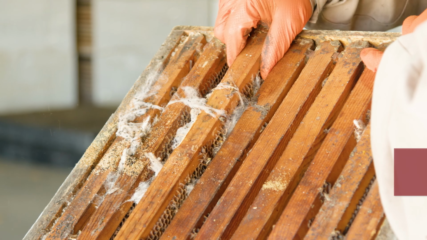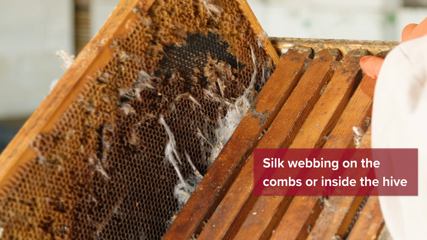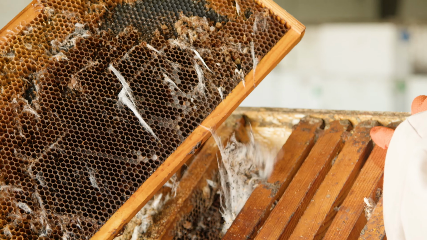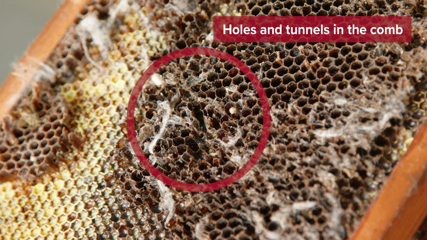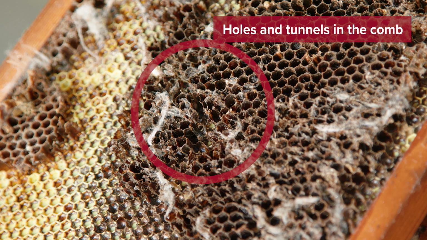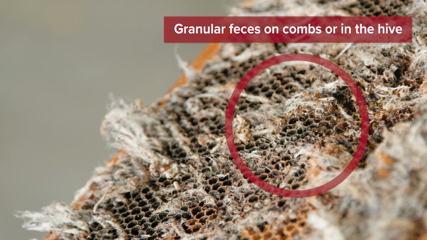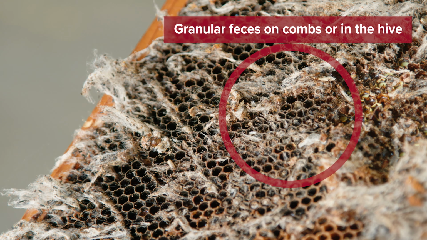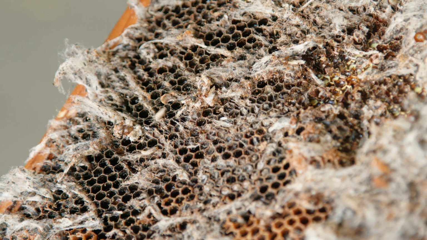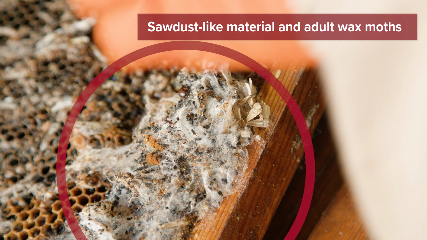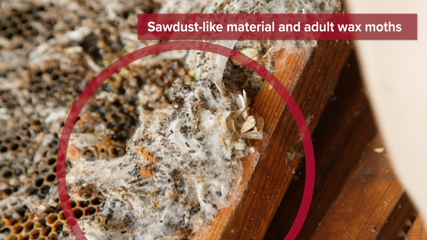Signs of infestation include the presence of silk webbing on combs or inside the hive. Holes and tunnels in the comb where the larvae have been feeding. Dark granular feces on combs or in the hive. Uncapped brood cells where the heads of pupae are exposed in a line. Or fine powdery sawdust-like material from the larvae chewing through the wax.